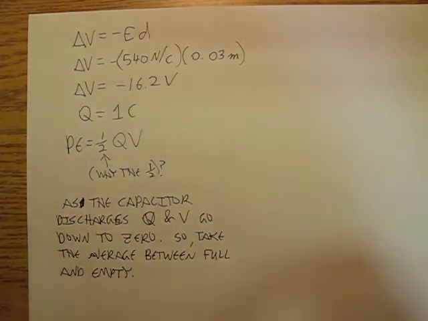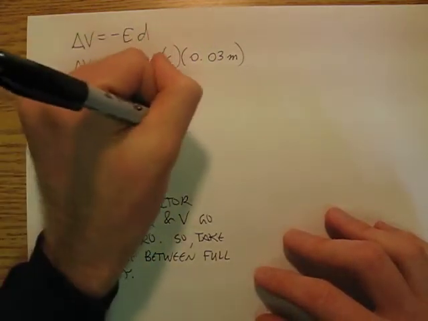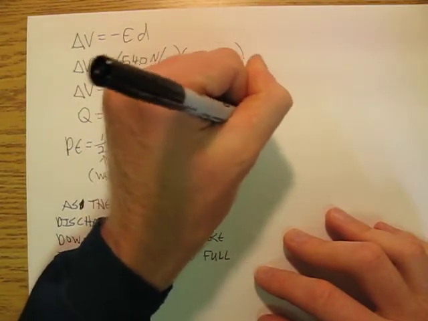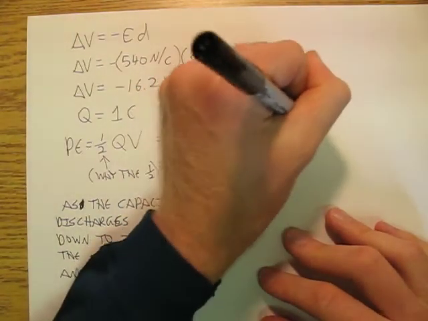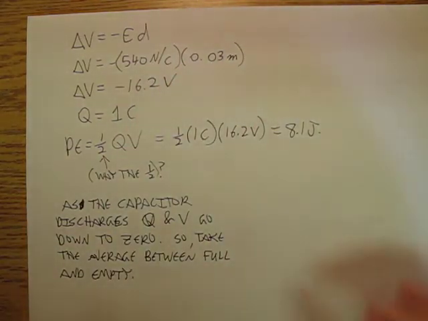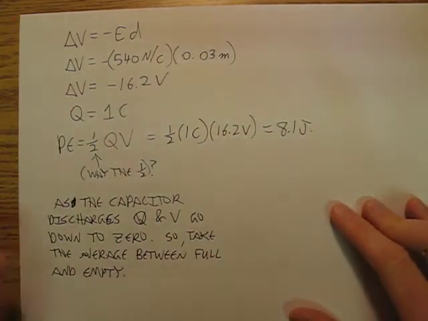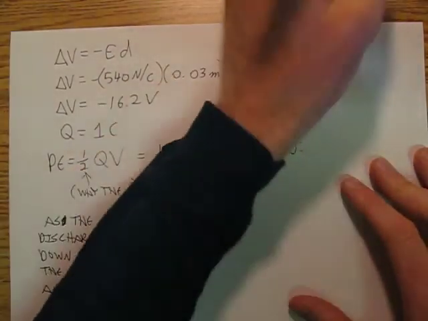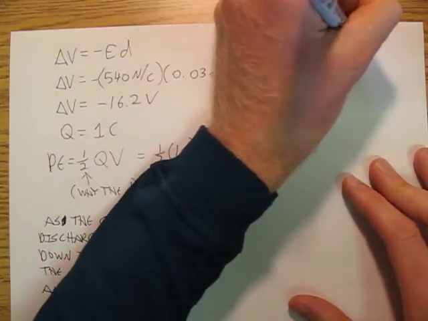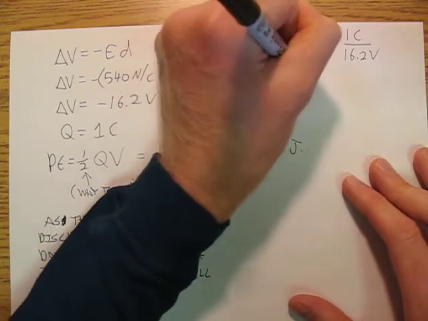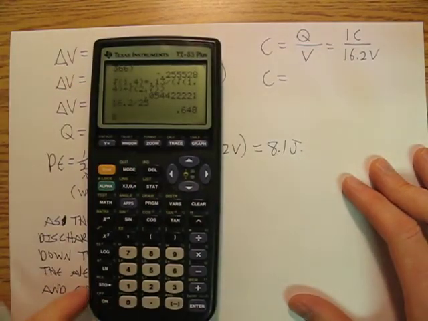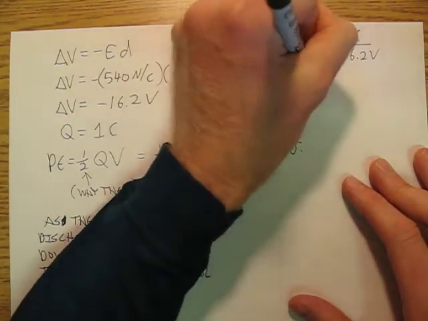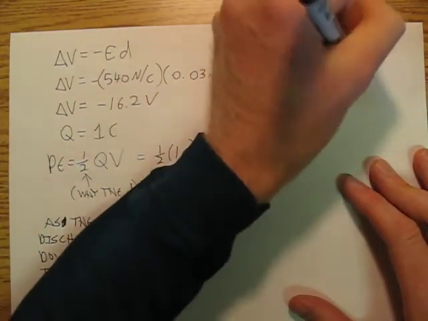So we're going to end up with a potential energy of 1/2 of 1 coulomb times 16.2 volts, so we're going to get 8.1 joules. Now I want to figure out how big my capacitor is. So I'm going to plug that into C equals Q over V. When my capacitor had 1 coulomb of charge on it, it had 16.2 volts. So my capacitance is going to be 1 coulomb divided by 16.2 volts, 0.062 farads.